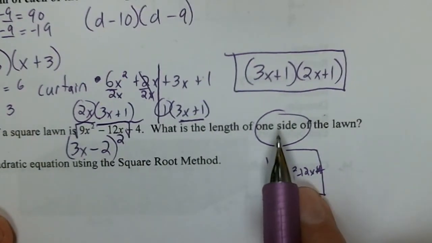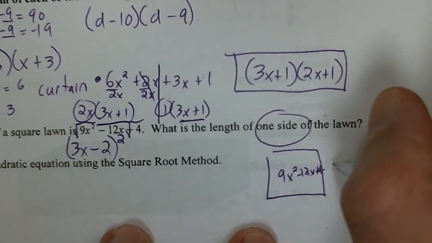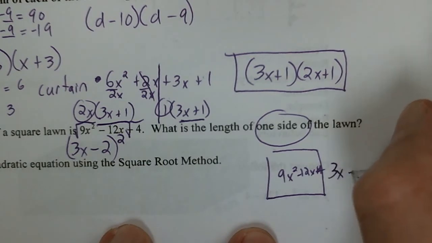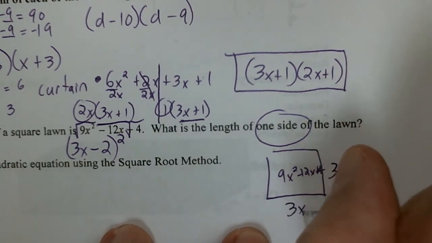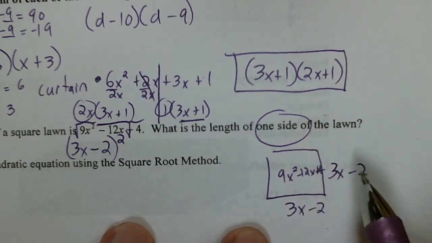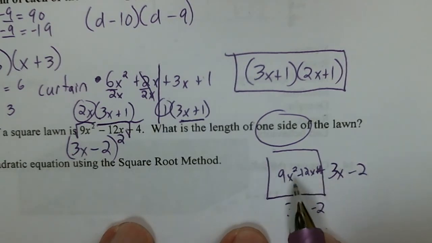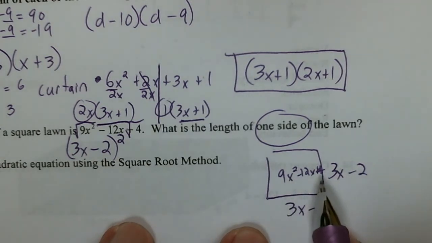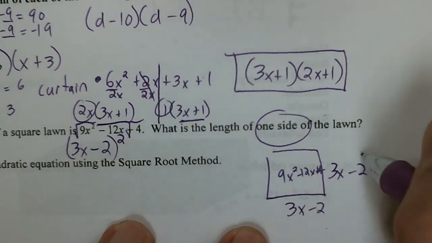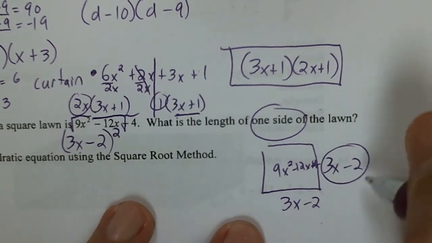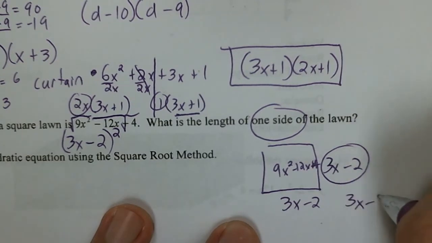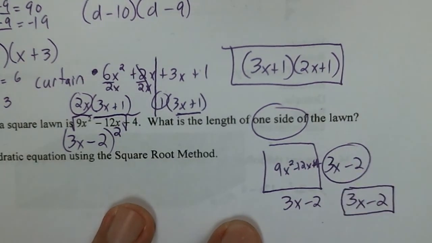But it's only asking for one side. That means my garden, or my lawn in this case, is 3x minus 2 by 3x minus 2, because when I multiply length times width, I get my 9x squared minus 12x plus 4 term. Okay, so one side is only going to be that guy. So the 3x minus 2 is just one side of my lawn.